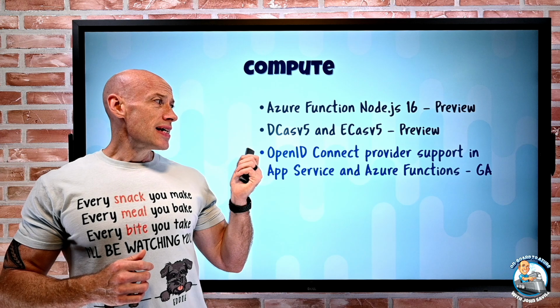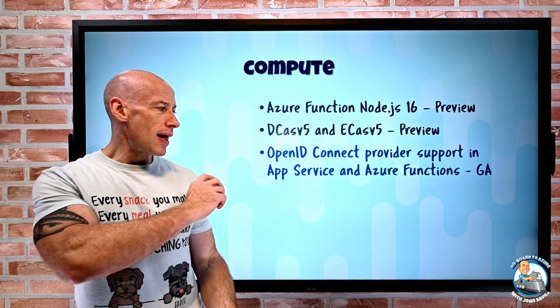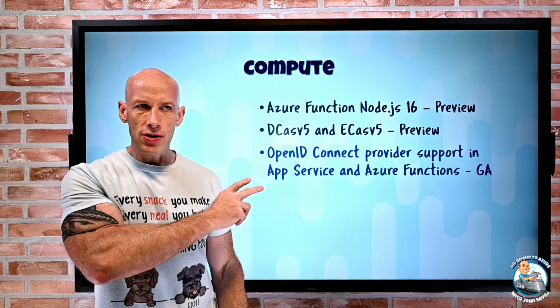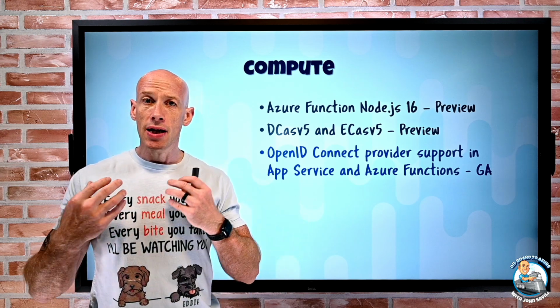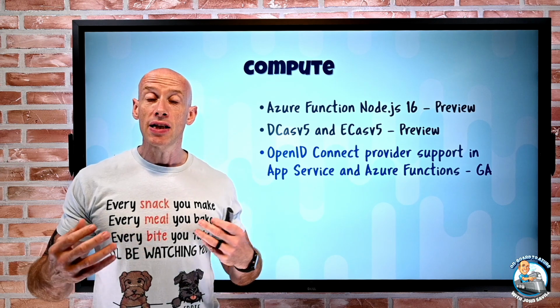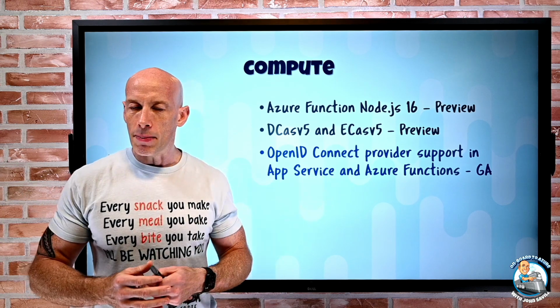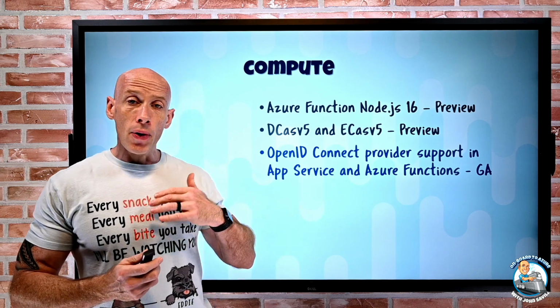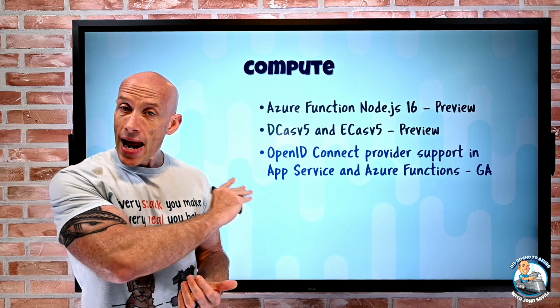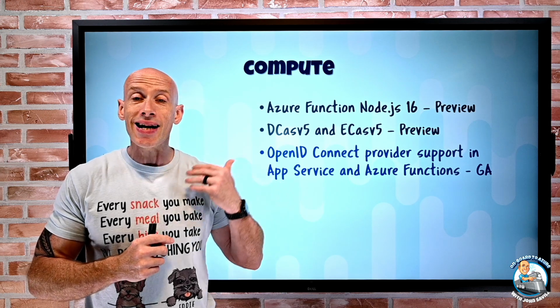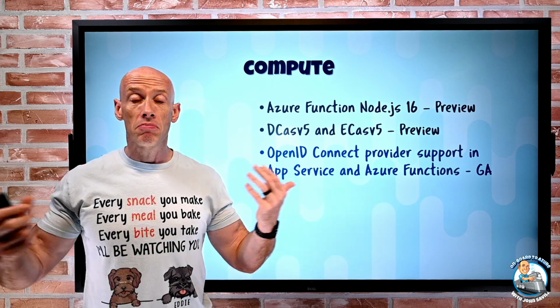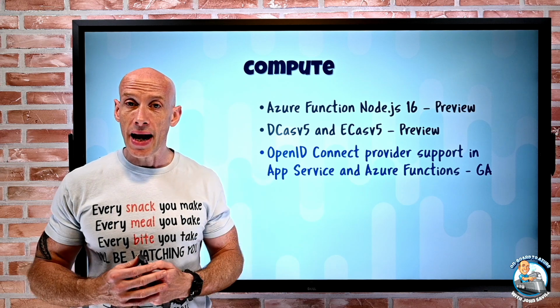And OpenID Connect provider support in Azure App Service and Azure Functions is now GA. Both App Services and Azure Functions let you integrate with other identity providers as part of the application service. So now what I can actually do is use really anything that supports that OpenID Connect standard to act as a provider to my app service, to my Azure function.